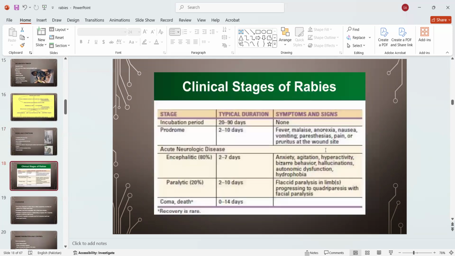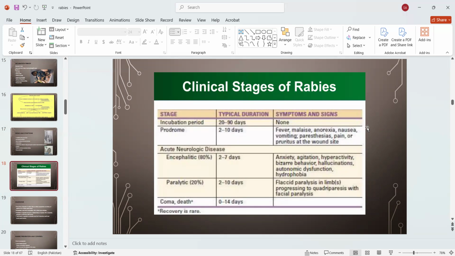Clinical stages of rabies. The first stage is the incubation period, which lasts for 20 to 90 days, and there are no symptoms and signs in this period. The second stage is the prodromal stage, which is 2 to 10 days. It causes fever, malaise, anorexia, nausea, vomiting, paresthesia, pain, or pruritus at the wound site.